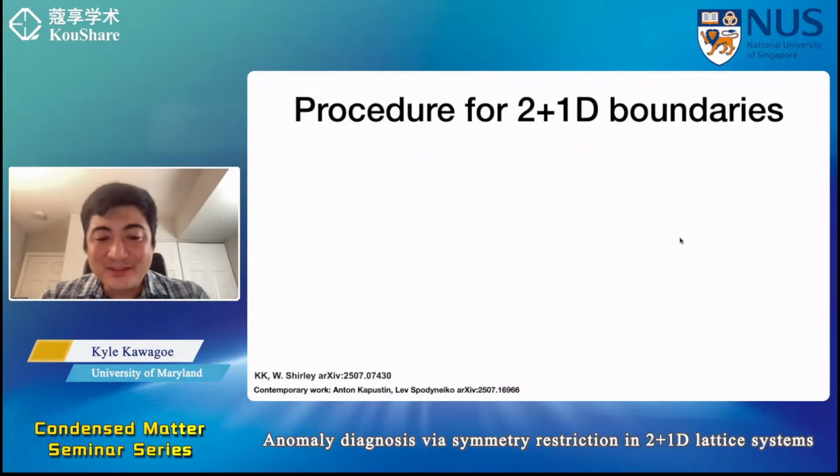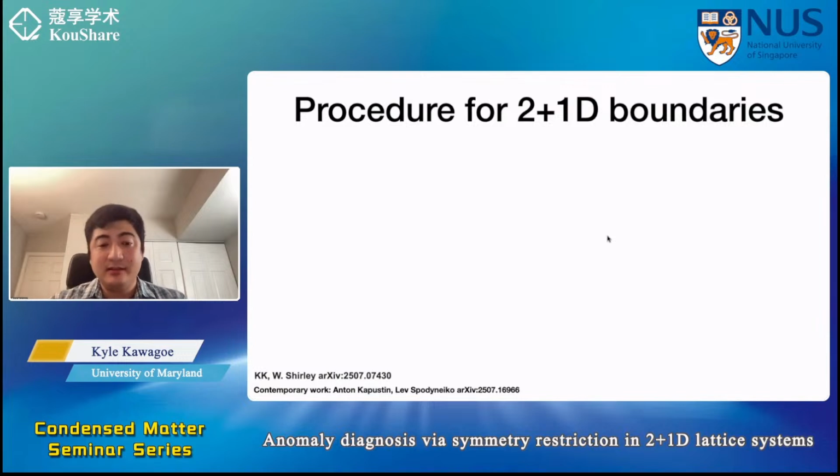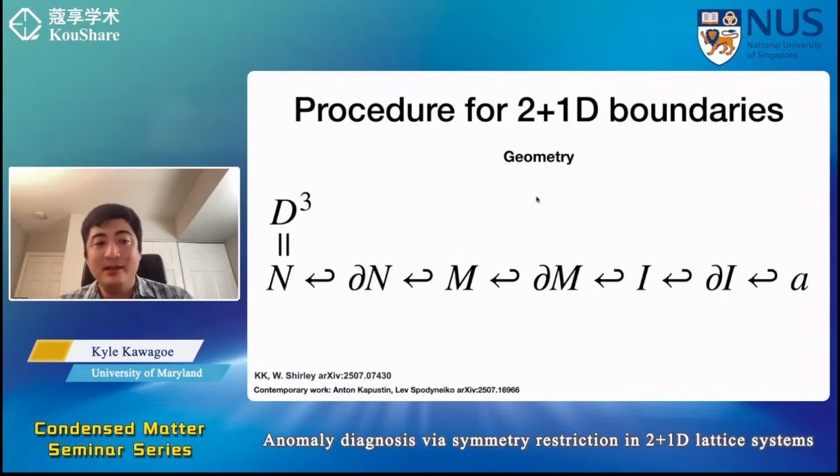Okay, great. Thank you. So let's go up one dimension. We'll play a very similar game. But first, let me outline the geometry of the problem. Suppose you have a 3+1D SPT living on a disk. So that is the 3-disk, like a filled-in 2-sphere.